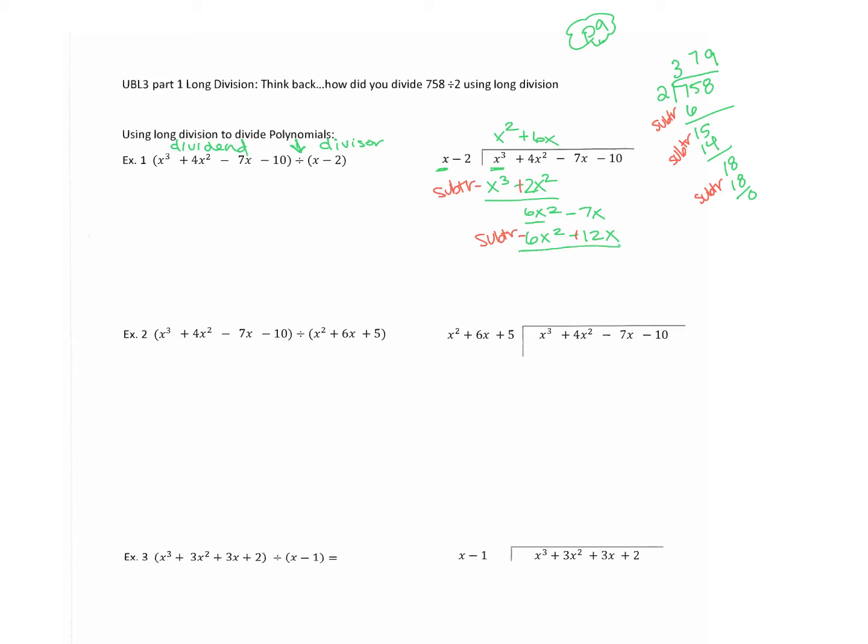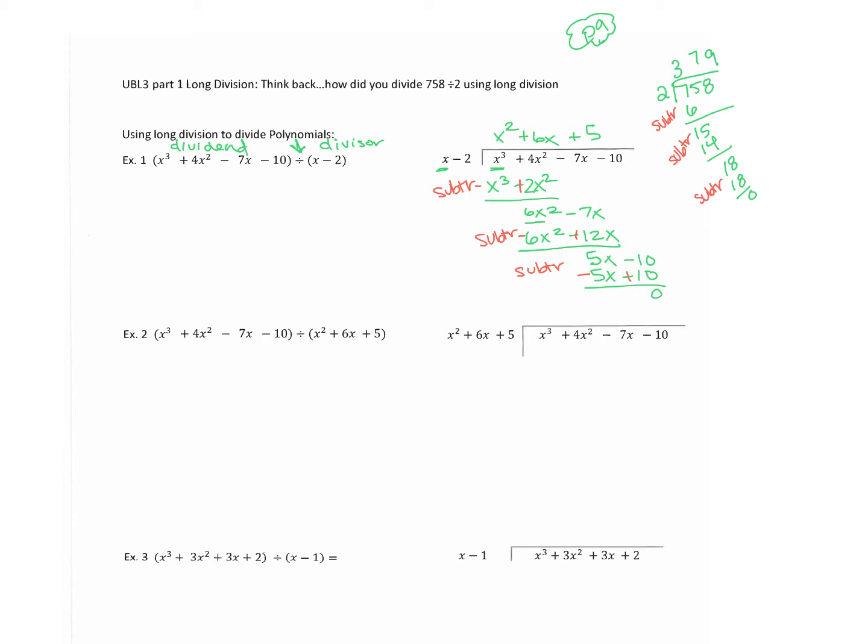My 6x squareds cancel, and it looks like I get 5x, bring down my minus 10. So now I look at this, and I think to myself, what do I need to multiply my green underlined x by to get 5x? Well, I need to multiply by a 5. And so I get 5x minus 10 when I multiply my divisor times that 5. And now, very importantly, I have to remember to subtract. That means I'm going to change both of my signs. And when I do that, I get 0 for my remainder.